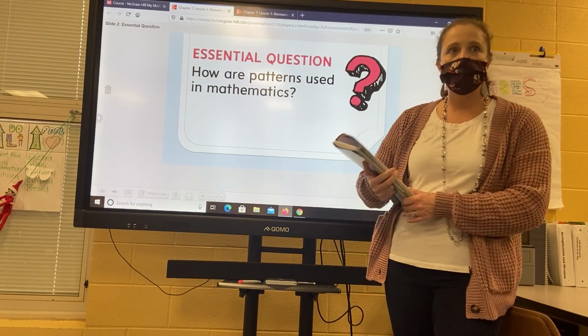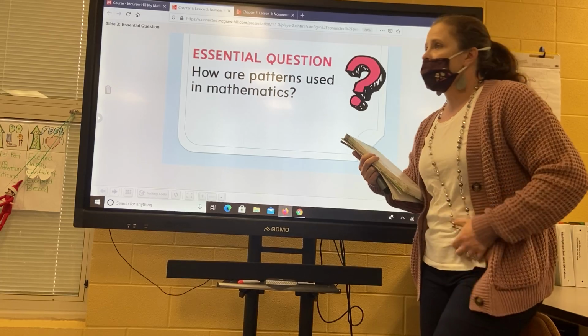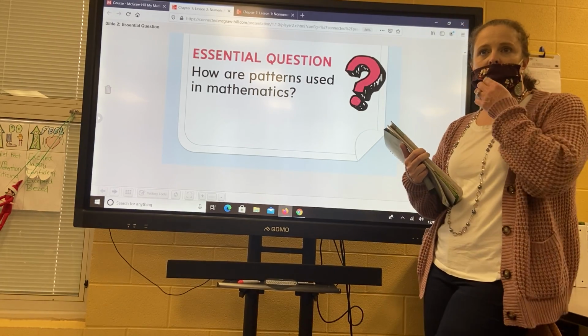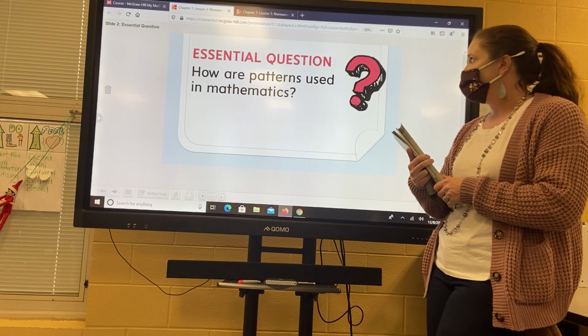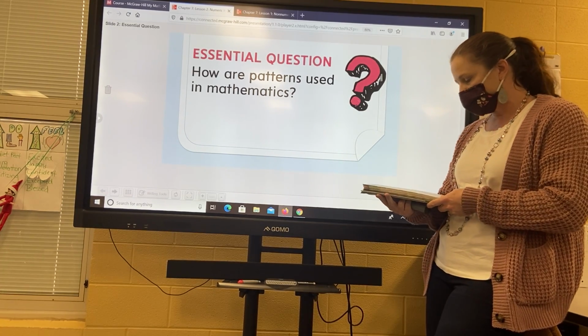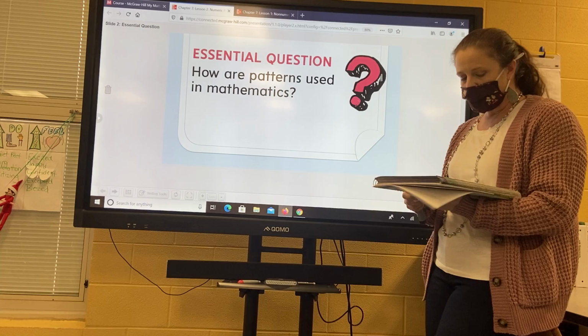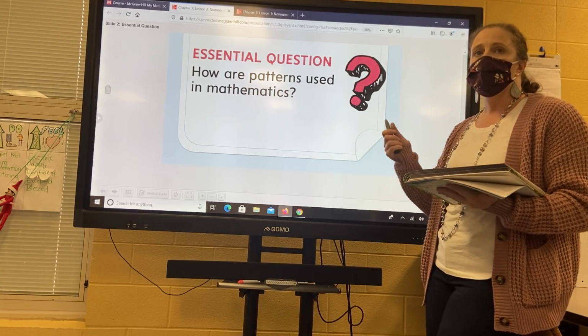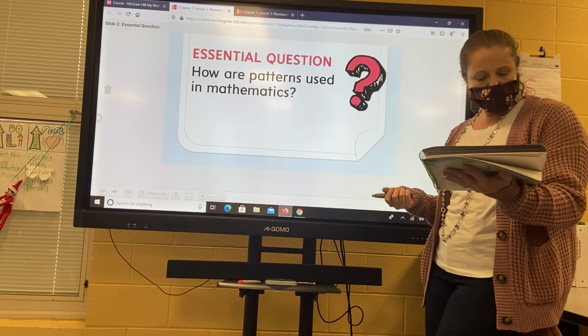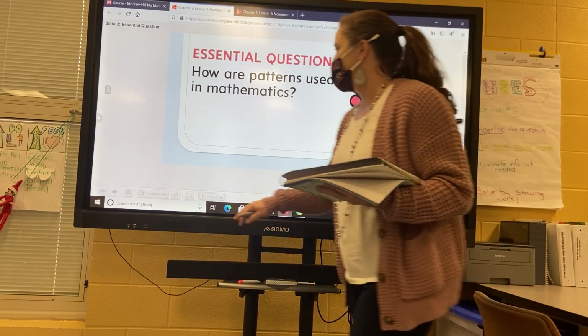All right, boys and girls, here we are. This is chapter 7, lesson 2, and our essential question is still, how are patterns used in mathematics? The last lesson was non-numeric patterns, and this is numeric patterns, which is on page 419.